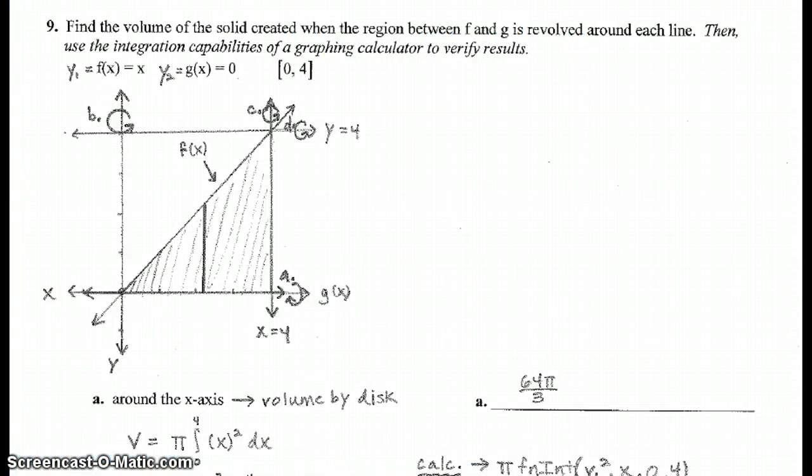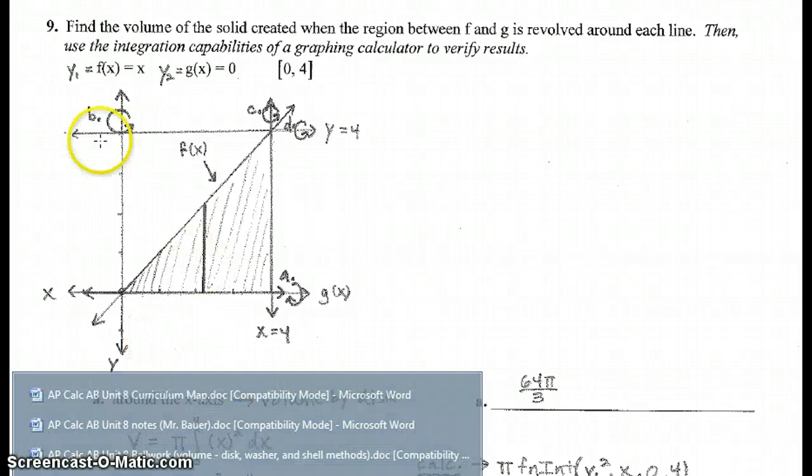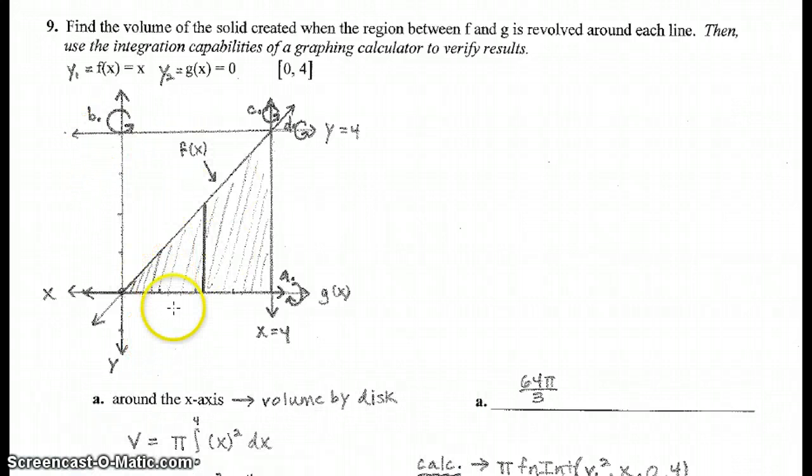For all of these, we need to see the region that we're revolving. So I'm going to jump to the solutions, and here is a sketch of the graph. You can see that f of x equals x, I called y1, and that's for calculator purposes. I put it in as my y1 function. That is the line that goes through the origin with a slope of 1. And y2 I called g of x equals 0, which of course is just the x-axis.